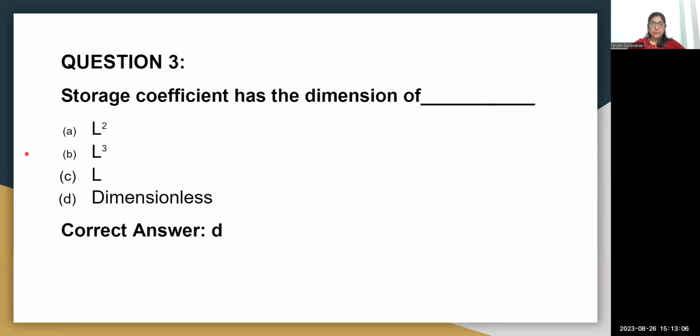So that was the answer for the earlier question. The storage coefficient doesn't have a dimension, it's dimensionless because all the units are getting cancelled because of its definition.